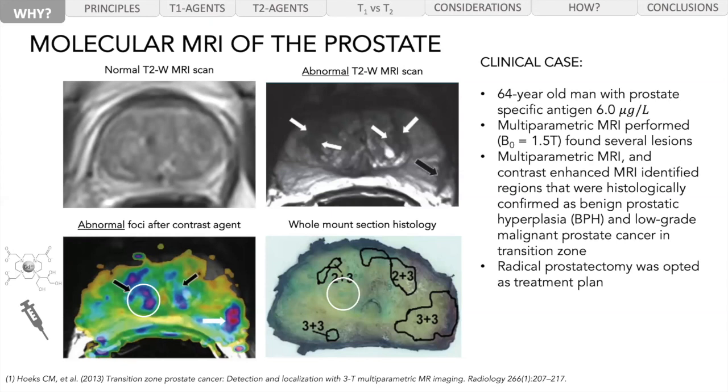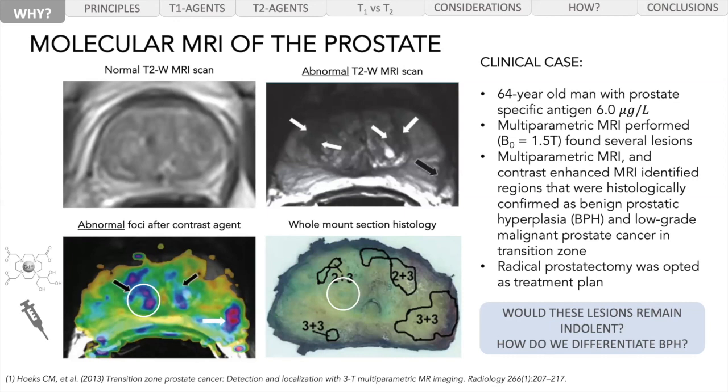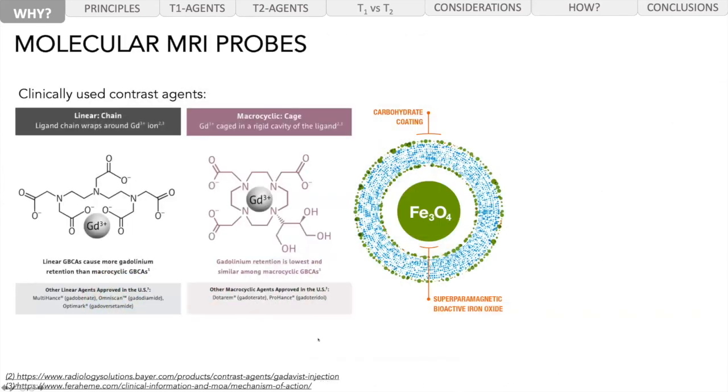So that begs the question: would these lesions have remained indolent? Would the patient have had a better prognosis, kept the prostate, if there had been active surveillance instead of radical prostatectomy? Additionally, what other techniques could we develop in order to differentiate this benign growth from actual malignant cancer? This is where molecular MRI really comes to the rescue and can help us differentiate between these lesions. I'm going to have you keep this in mind, and I'll guide you towards how we would reach a molecular probe that would allow us to differentiate that.